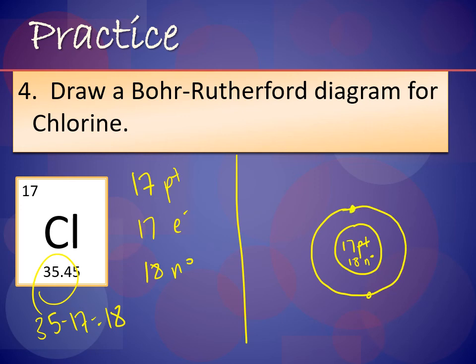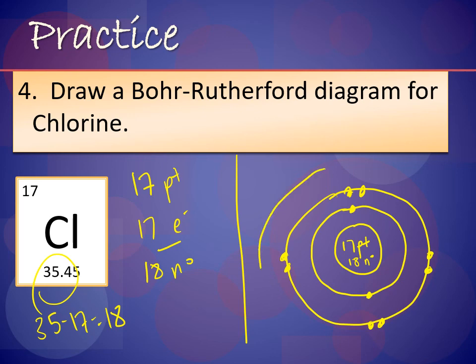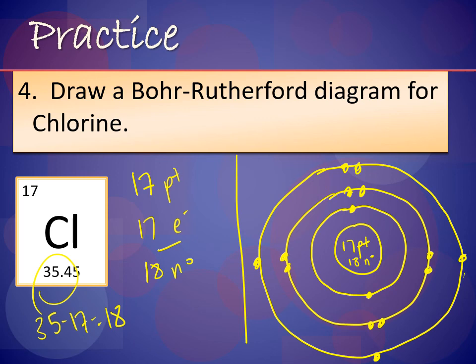Okay, 2 electrons on my first shell, 8 electrons on my second. Notice I'm filling each side up first before I start doubling up. Your electrons are drawn as filled in circles. So that's 10 altogether, but I need 17, so I need another 7 more. 1, 2, 3, 4, 5, 6, 7. That's the Bohr Rutherford diagram for chlorine.